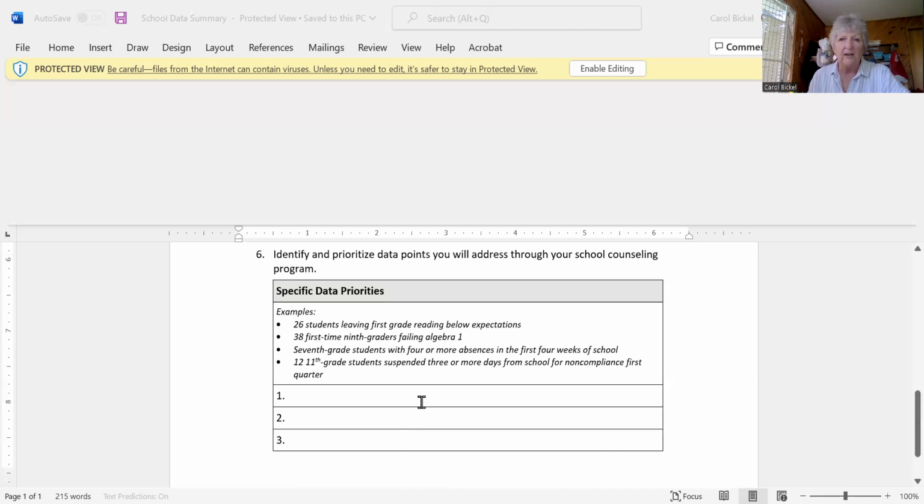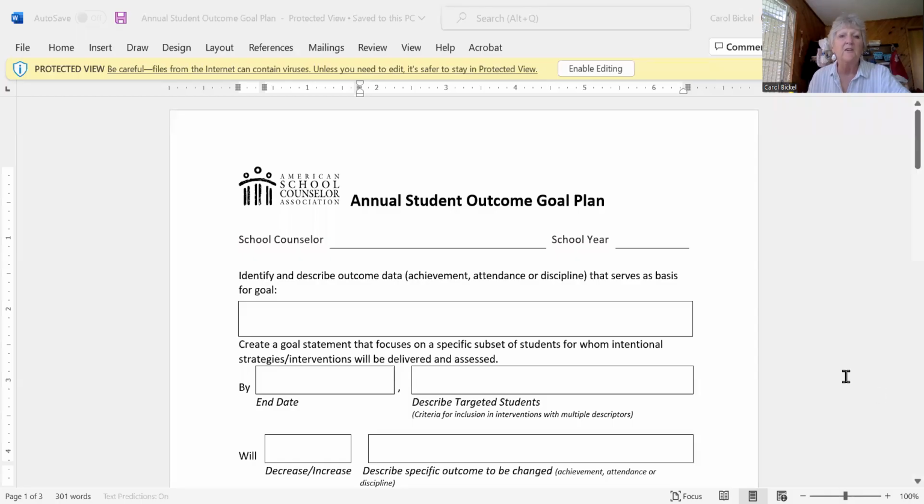I don't think you're going to have any difficulties with this one. I'm going to stop sharing this one now, and I'm going to pull up Sunday's assignment, because there's a little more to it. Here we go. The annual student outcome goal plan. It can be one of the ones that you have done on Wednesday's assignment.